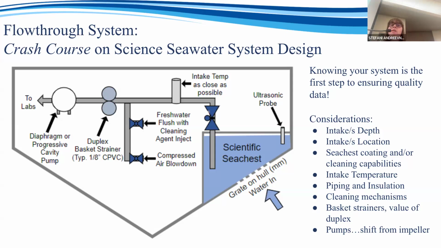So being able to have an intake temperature as close as possible to where the actual intake is. This shows having the option for a freshwater flush or being able to inject a cleaning agent as close to the intake as possible, and compressed air blow down as well. And here you have a duplex basket strainer. The one really nice thing about that is you can basically isolate one of the strainers.